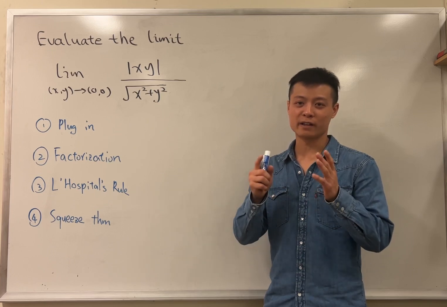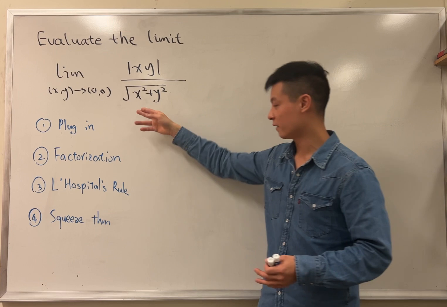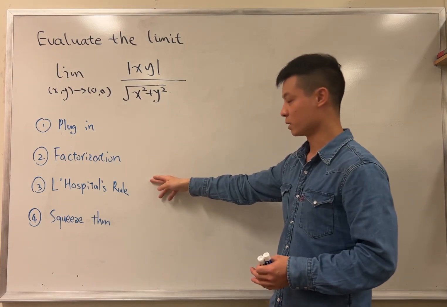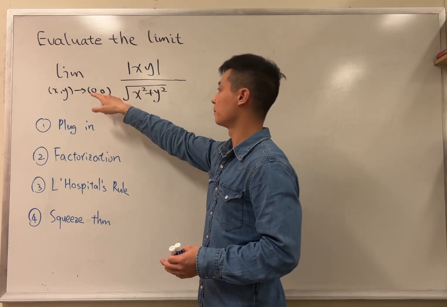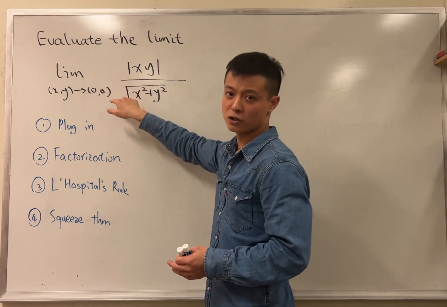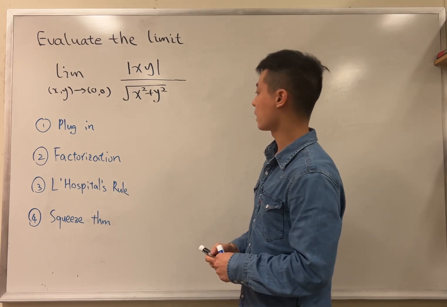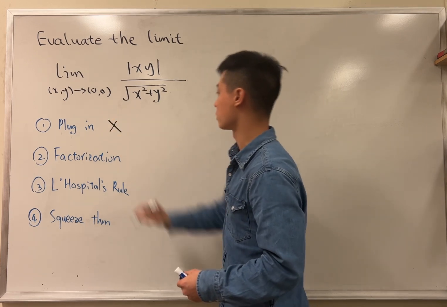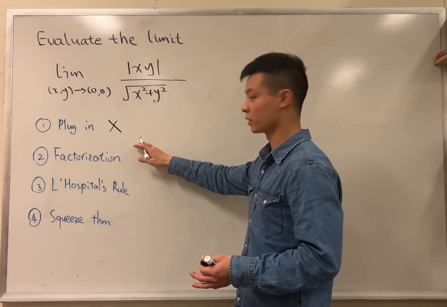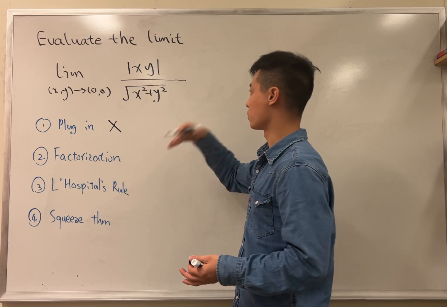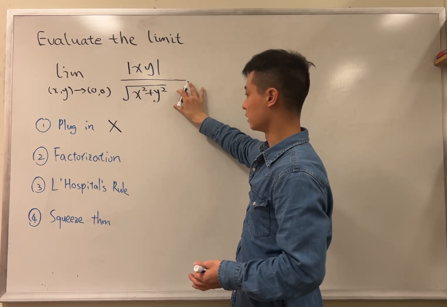When it comes to solving a limit question, we usually have the following methods: plug-in, factorization, L'Hopital's rule, and squeeze theorem. If we try to use the first method to plug in the point 0, 0 into the function, then we're gonna immediately get 0 over 0, which tells us that the first method does not work. And we can also see that the second method does not work either, because there's no common factor that you can find for the numerator and the denominator.